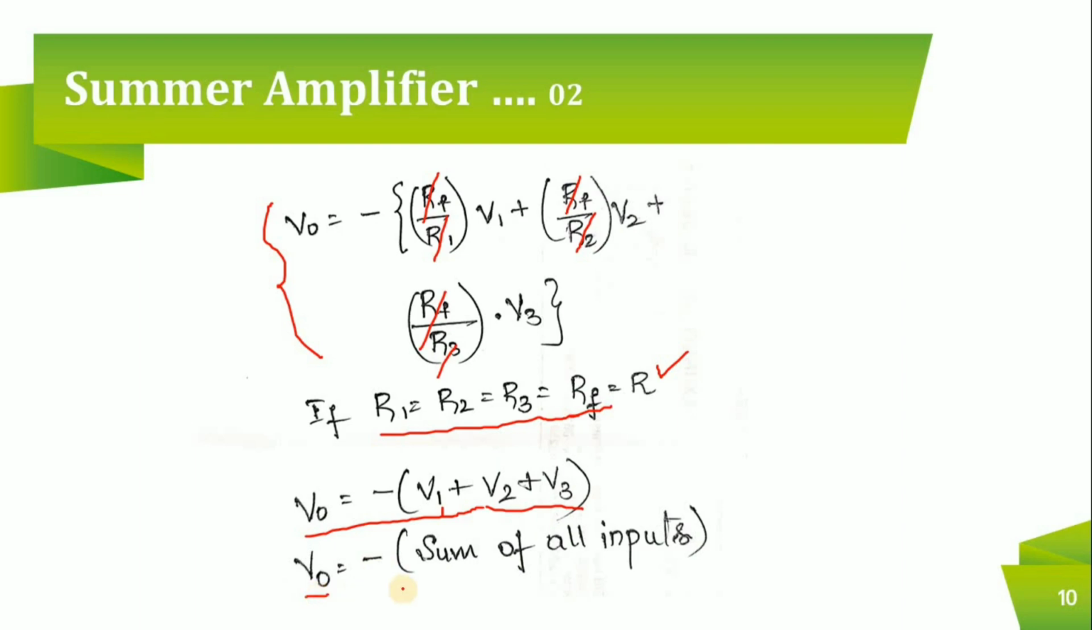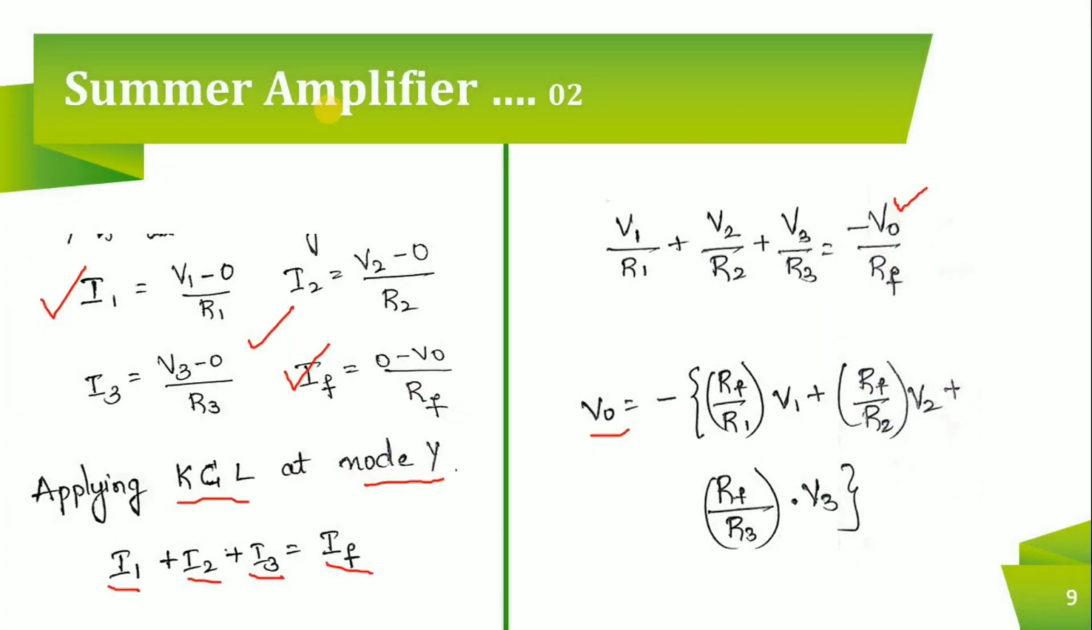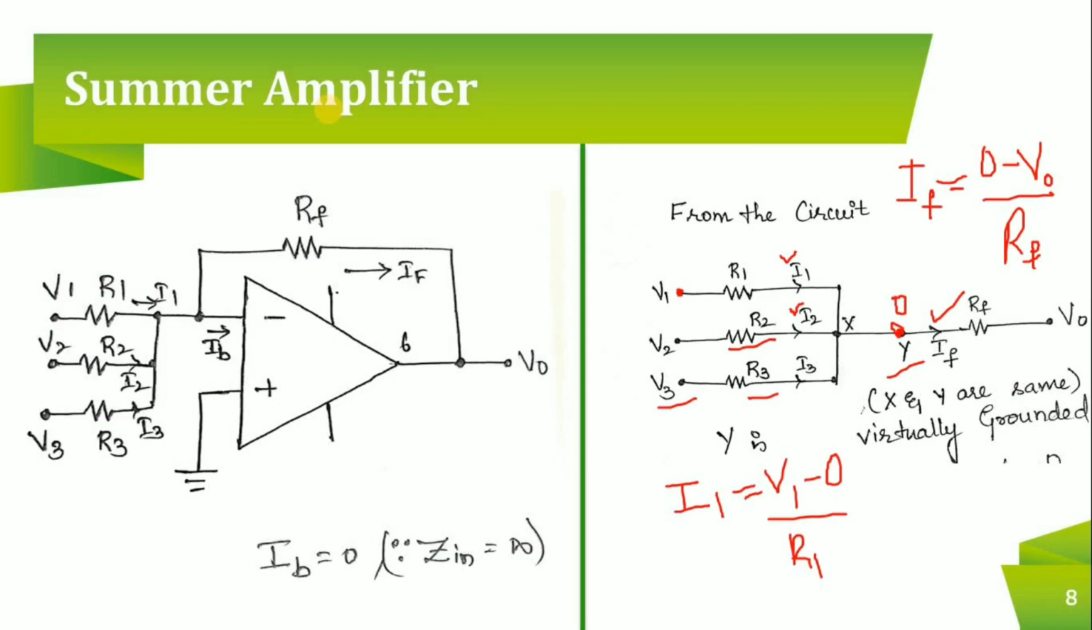Which is nothing but the output is equal to the sum of all inputs, or I can write the output is proportional to the sum of all inputs. Hence, it is a summer amplifier. It is a summing amplifier. Okay. So, this is about summer amplifier or summing amplifier.